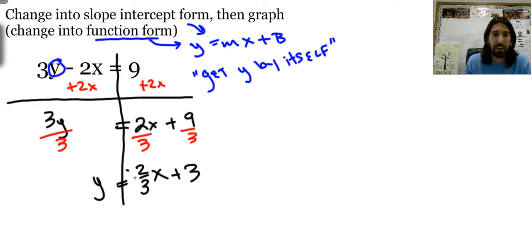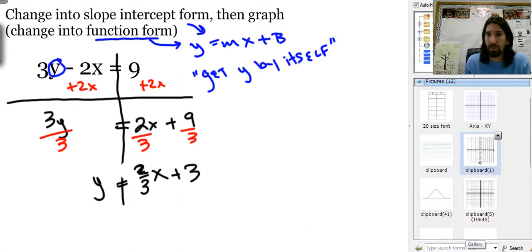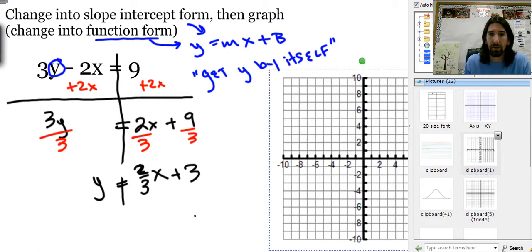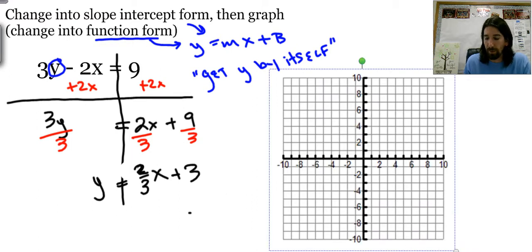So what we just did is we just changed the equation from this form into y equals mx plus b. And now I can graph it. So I'm going to come over here, get my graph paper, and I'm going to graph it. Remember, this number is my slope. That's my steepness. This number tells me it got shifted up 3. So the y-intercept is at 0, 3. So I start at 0, 3.